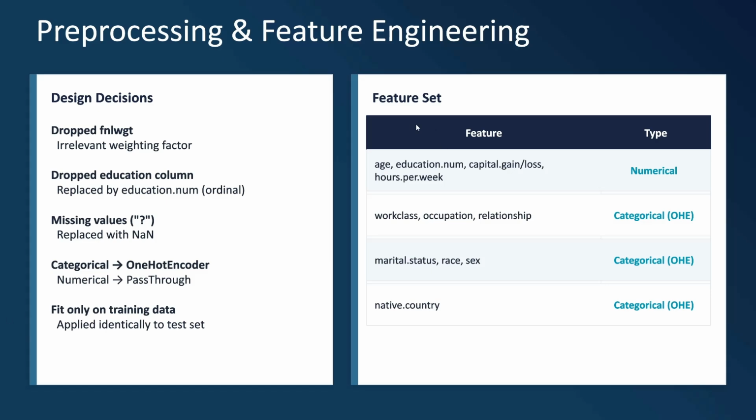And then here are our features. We have numerical features such as age, capital gain, and capital loss, and then we have other categorical features such as work class, occupation, marital status, and native country.